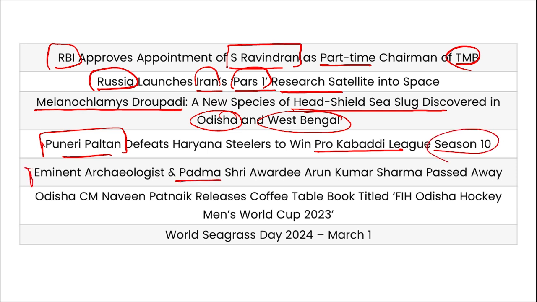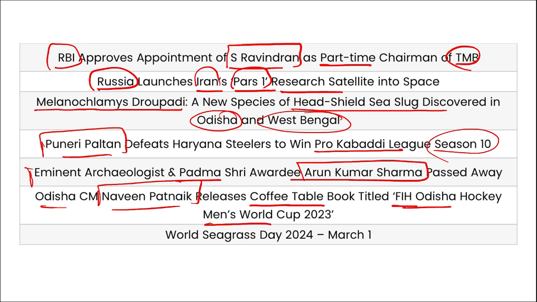Eminent archaeologist and Padma Shri awardee Arun Kumar Sharma passed away. Odisha's Chief Minister Naveen Patnaik released a coffee table book titled FIH Odisha Hockey Men's World Cup 2023, and World Seagrass Day is observed on 1st of March. So these are your important current affairs for the day, friends.